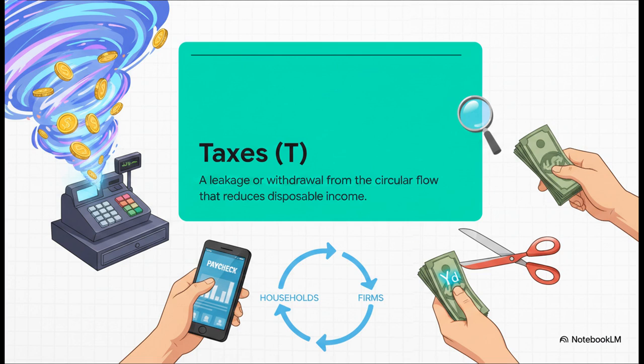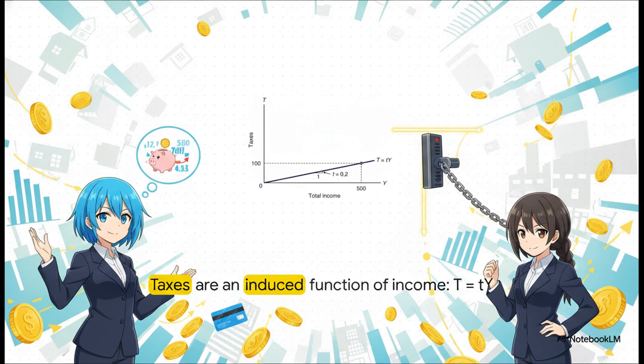Think about your own paycheck for a second. Taxes are deducted before that money even hits your bank account. This indirectly reduces total consumption because households simply have less disposable income, represented as YD, available to actually spend in the wider economy. So here is the crucial point.